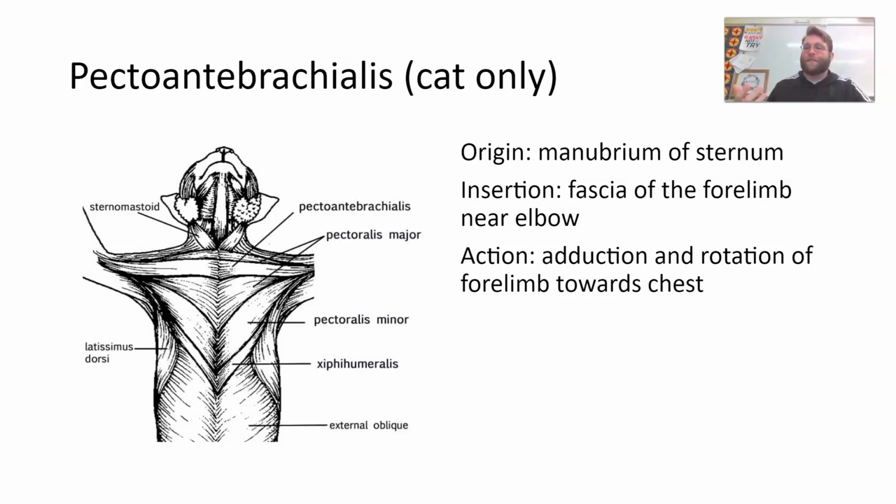And it'll insert into the fascia of the forelimb that goes below the elbow. So it actually goes all the way across the cat. If we're thinking about its arms out here, it starts in the center and it goes all the way outward. Its main job, again, is to help with that adduction and rotation of the forelimb to bring it closer to the chest. Again, cats need that extra muscular support because they don't have that structure with their clavicle.